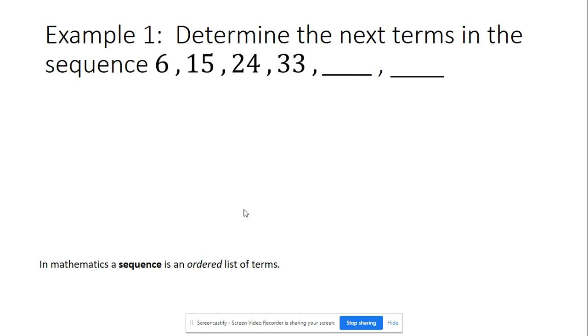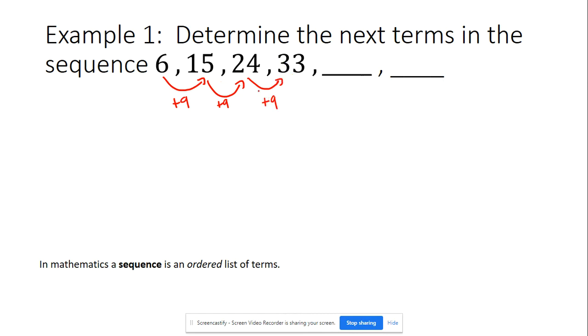We have 6, 15, 24, 33. So hopefully the idea that we're going for here is, sorry guys, my pen is not working right now. Give me a second. All right, okay. The idea for this question is that if we go from 6 to 15, we're going plus 9. So 6 plus 9 is 15. Then 15 plus 9 is 24, and then 24 plus 9 is 33.